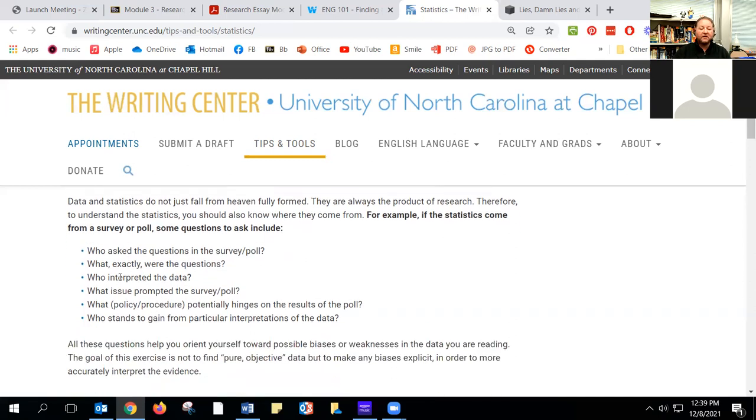And then who interpreted the data, right? So somebody asked the questions, somebody formulated the questions, and then someone else collected the data based on those questions. And then someone else probably interpreted the data, right? Being able to form a survey is a skill set. Being able to interpret the data from a survey is a different skill set. So very often it's different people or different groups of people, right?